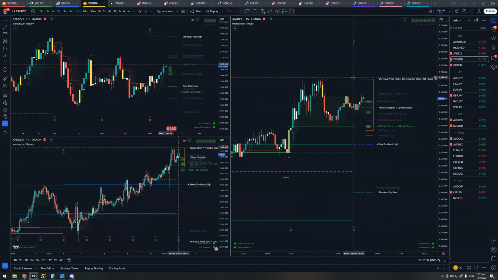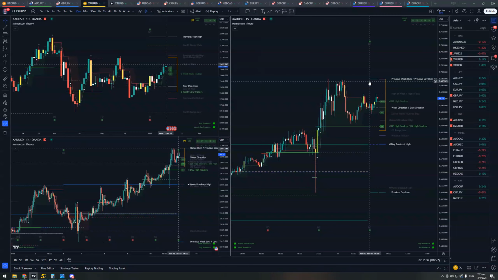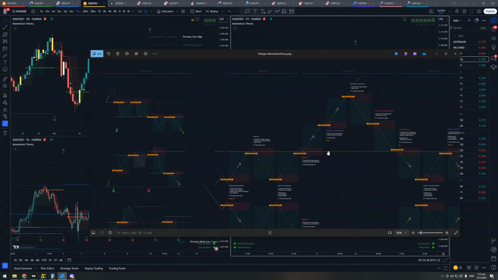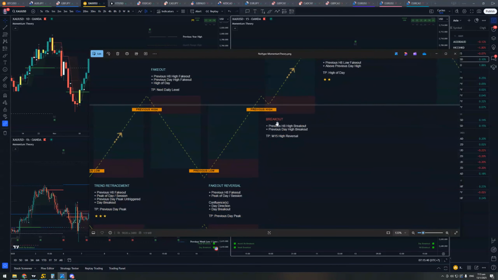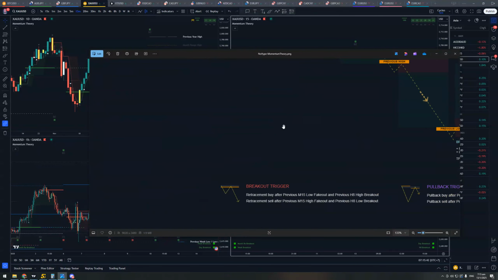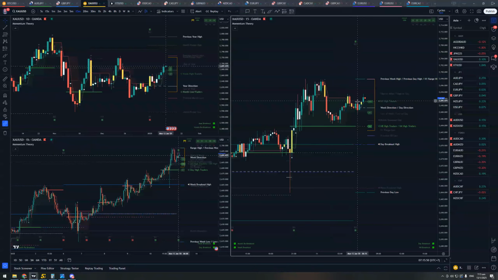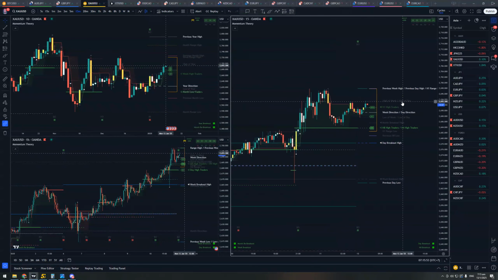I'll have to look at this a little bit closer. When I take breakouts, what I'm really looking for in a breakout setup, this is color coded red, I'm looking for a retracement. If I'm looking for a buy, I want to see a retracement of the M15. I want to see a M15 low fake out to take it back up. So let's see if that happens.